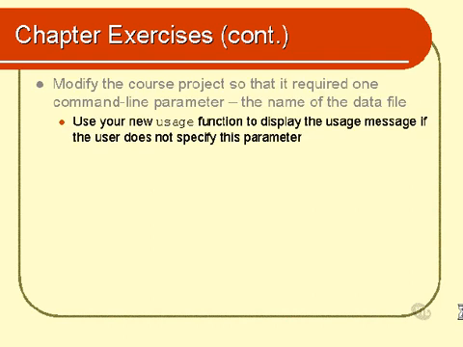Now obviously we need to modify the script in a few ways. I'd like you to use this new usage function that you just wrote in the last exercise to display the usage message if the user does not specify the file name parameter. And I don't mind whether you copy and paste the code from the usage function into your course project, or whether you use the dot operator to include your function library that contains the usage function.